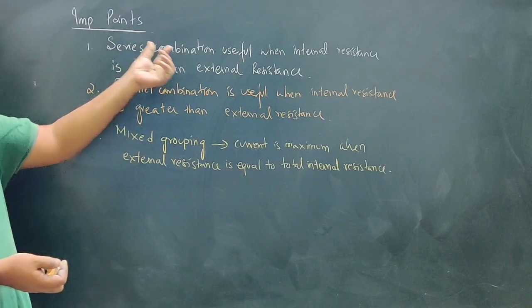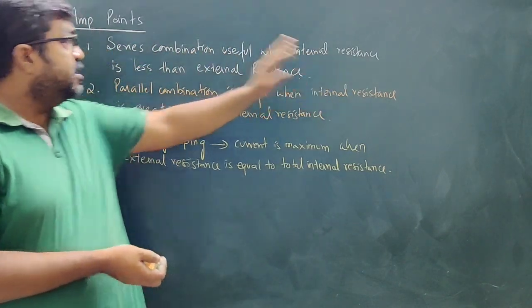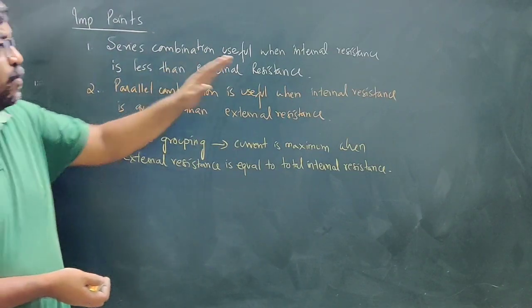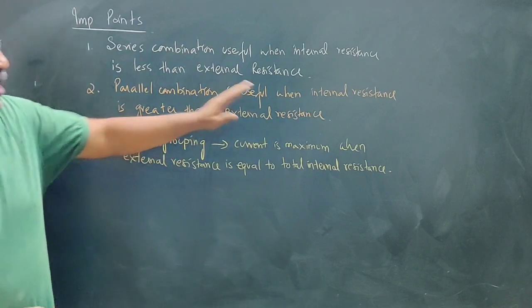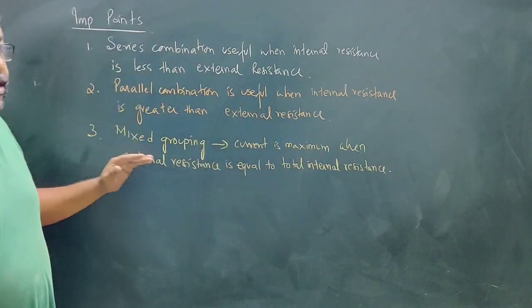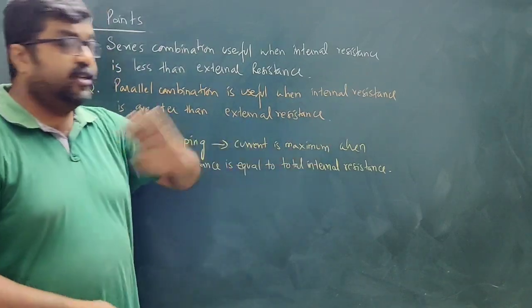So series combination is useful when internal resistance is less than external resistance. Parallel combination is useful when internal resistance is greater than external resistance. Mixed grouping, current is maximum when external resistance is equal to the internal resistance.